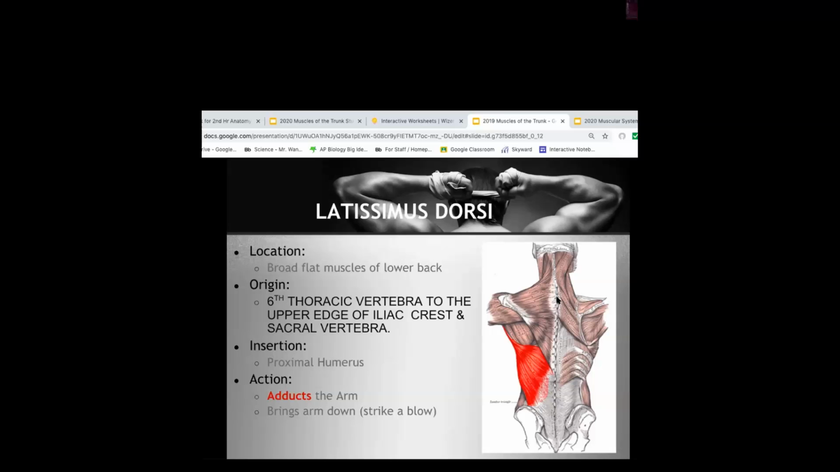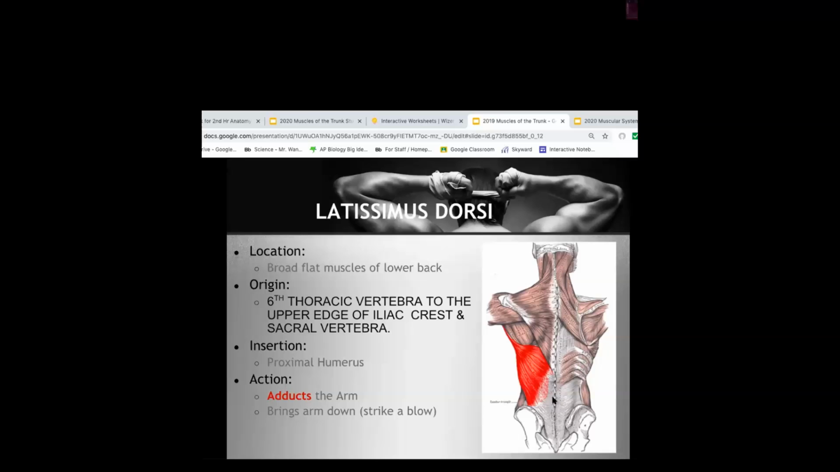So notice the origin. I'm in the wrong spot, sorry. Down here: the last few thoracic vertebrae, all of your lumbar vertebrae, and then sacrum and iliac. So all of this is its origin. And then it's pulling on this point underneath your armpit, basically the proximal humerus, so the head of the humerus. Since I'm pulling from behind, it's going to bring my arm behind, right? It's also because I'm pulling from a lower point, it's going to pull my arm down. So that's the adduction.